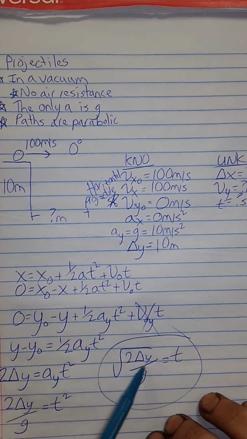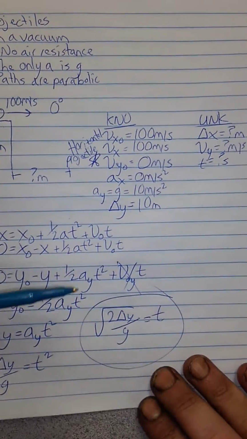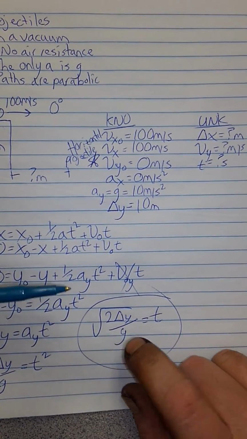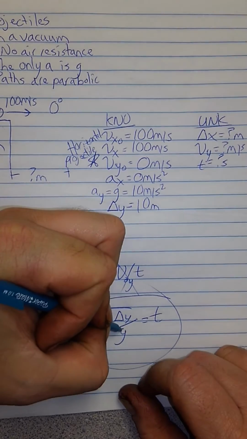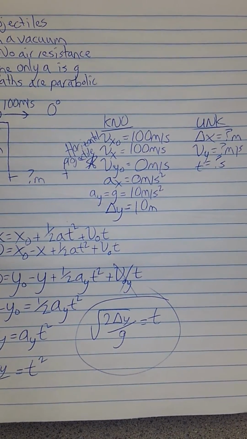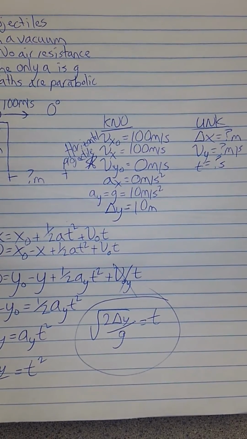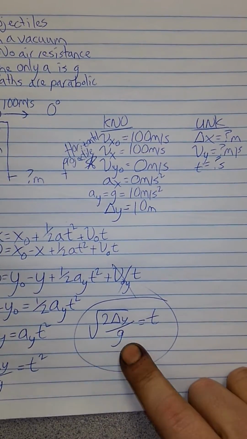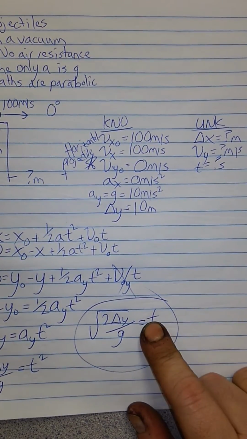You don't have to show the algebraic steps unless it specifically asks you to do that. But if you can know that one equation, it'll make your life a lot easier when it comes to dealing with horizontal projectiles and trying to solve time. Okay? So what I'm going to do now is plug in my information to this and get my time.